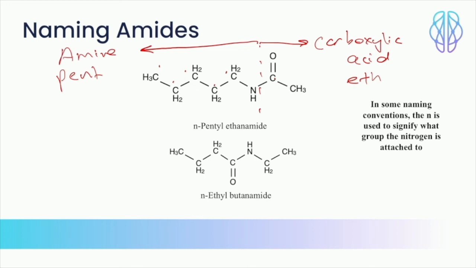So carrying on, you kind of treat the amine like the alcohol when we were naming esters. So that gets the YL, and the carboxylic acid, instead of an OATE, which we would add if this was an ester, we're going to add an anamide. So this is pentyl ethanamide, right?